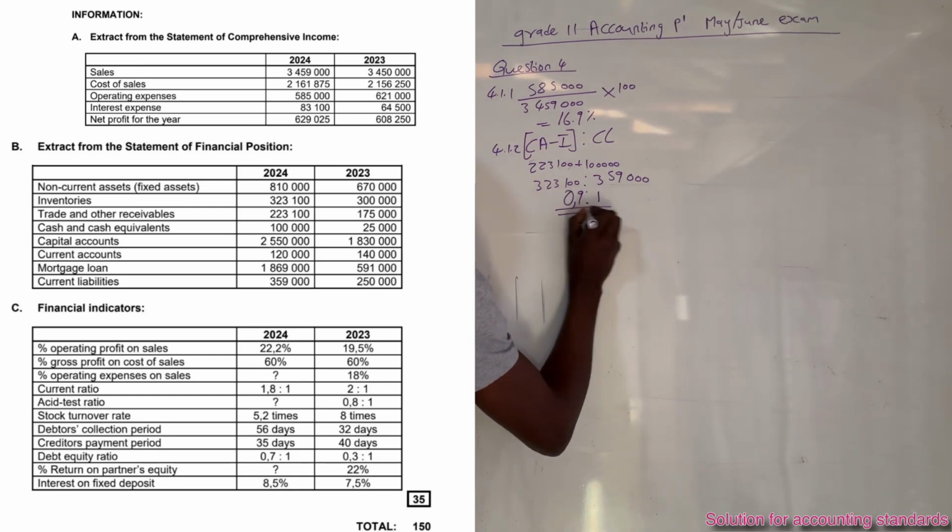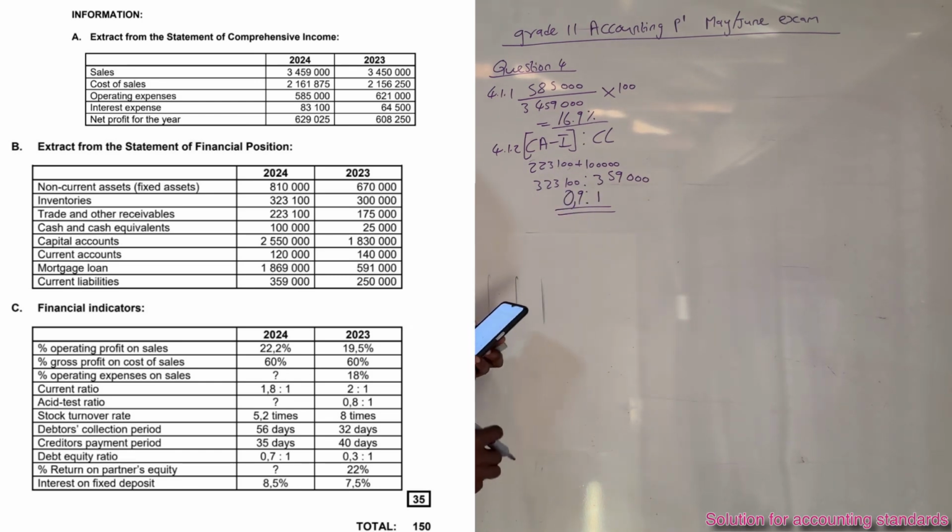It's going to give us 0.9. Then the next one, they wanted us to calculate the return on average equity earned by partners.